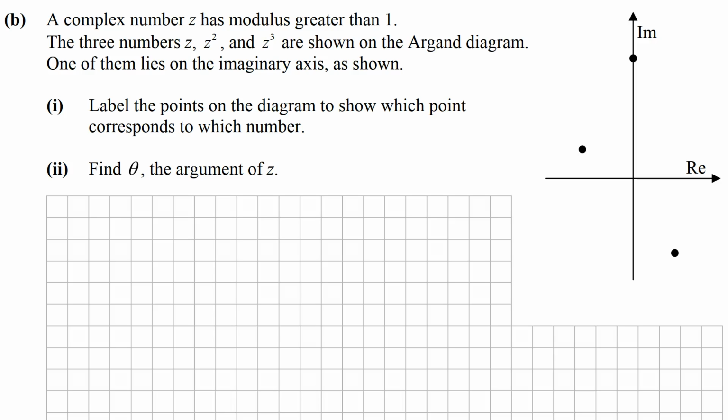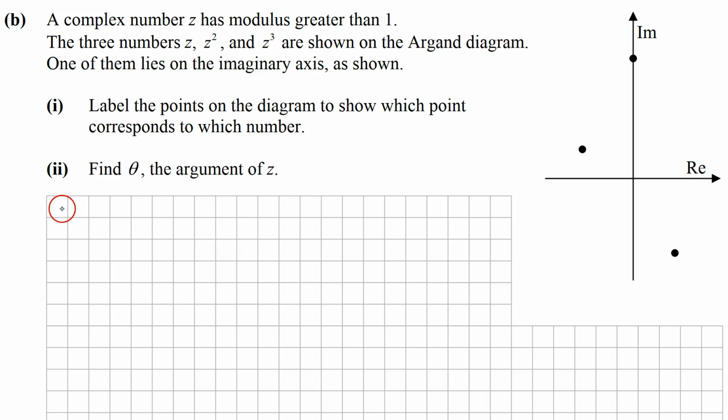Okay, this is an interesting question now and gives you a deep understanding of the polar form of a complex number. We're told that a complex number z has a modulus greater than 1, and three numbers z, z squared and z cubed are shown on the Argand diagram. One of them lies on the imaginary axis as shown. So we have the same complex number z.